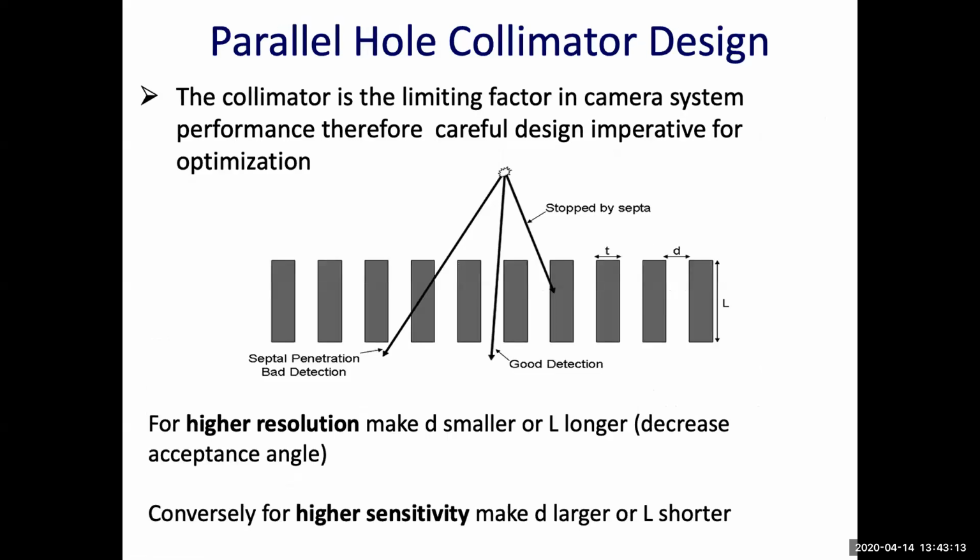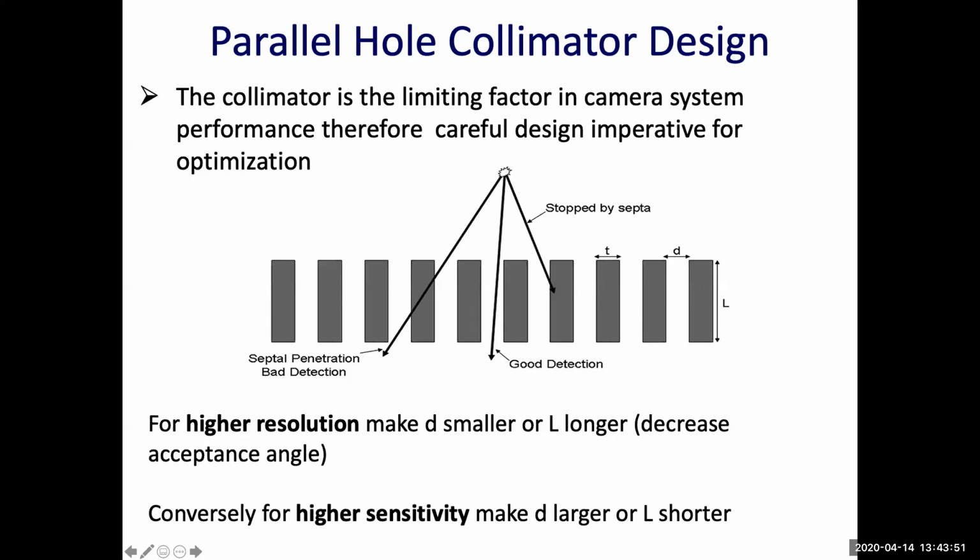So the collimator is the limiting factor in gamma camera system performance. It typically absorbs well over 99% of all photons emitted from the patient; they are absorbed by the collimator septa. There is always a trade-off between spatial resolution and sensitivity. Resolution improves with a reduction in the width of the collimator holes D, and improves with the hole length L, while the sensitivity improves with larger D and shorter L.